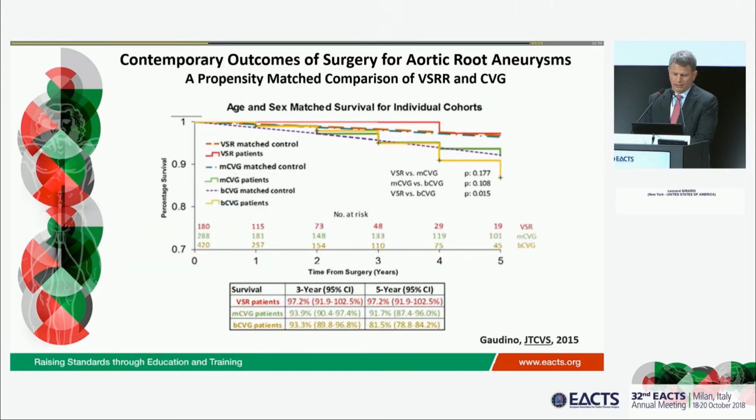Survival is excellent. Again, most of these valve-sparing patients are younger, with connective tissue disorders. We expect them to do well, and they do. Five-year survival is greater than 97%, certainly much better than a biological composite group, which again has a higher incidence of comorbid conditions and certainly an older population.